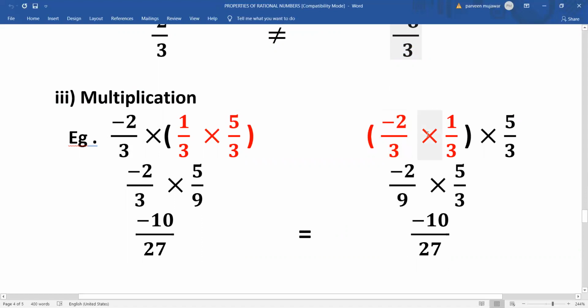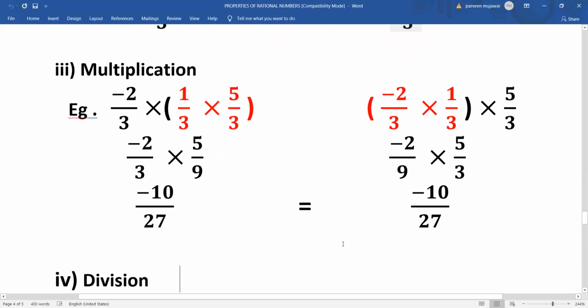Associative means changing of the brackets, nothing else. So when you solve the left hand side, you have to multiply numerator with numerator, denominator with denominator. The answer is minus 10 upon 27. And here when you solve, you get the answer as minus 10 upon 27. So LHS is equal to RHS. Both are equal. So after changing the bracket also, we are getting the same answer. So it is associative for multiplication.